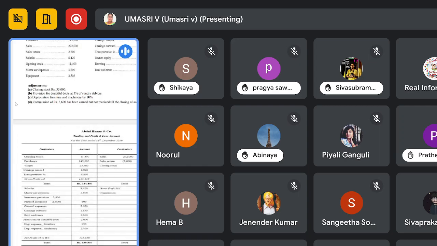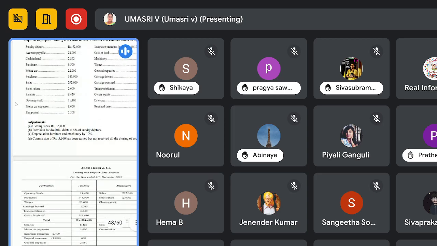Okay. Then the same thing, if bad debts is given in your trial balance, not in the adjustment. If it is given in the trial balance, how do we show it? You have to take it in the profit and loss account debit side, but don't deduct it for the calculation of provision for doubtful debts. Simply show it in the profit and loss account debit side. And also you should not deduct it from the respective debtors in the balance sheet. If it is given in the trial balance, simply show it in the profit and loss account debit side.